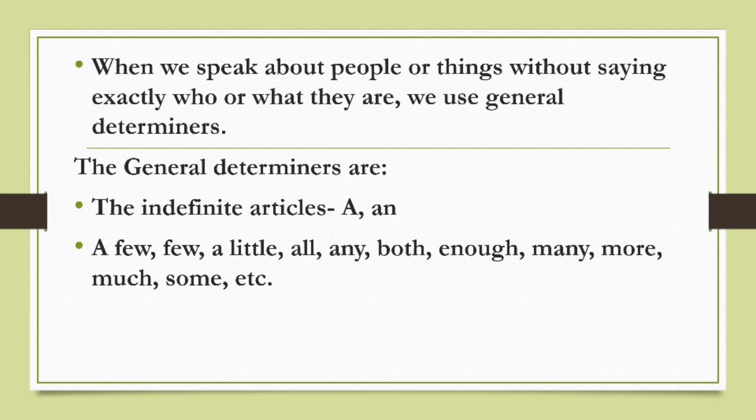So specific determiners are used when we are talking about a particular thing, and general when we use it without saying exactly who or what they are. Okay, so these were specific and general determiners. I hope you all have understood the chapter, students. Determiners. Go through the book, all the rules again, watch the video again, and try the exercises.